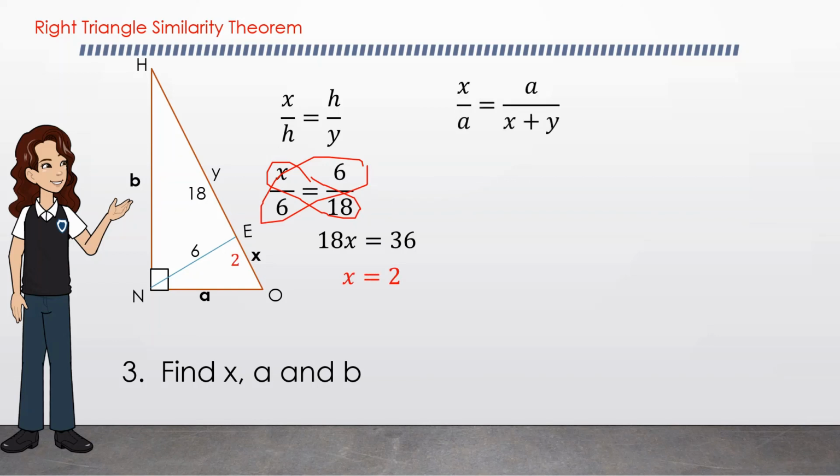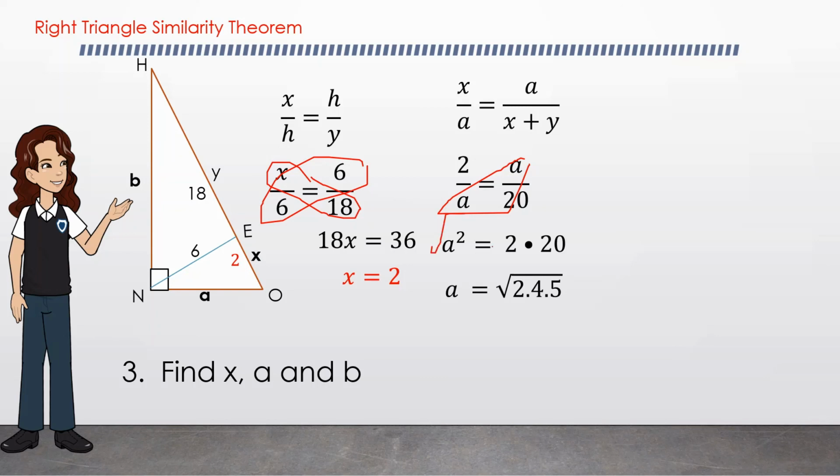Okay. Next, another geometric mean is one of the leg, and that is A. So, x over A is equal to A over x plus y. So, our x is 2. We have a value of A, then that is 2 over A is equal to A over 18 plus 2 is 20. Then, cross product. So, we have A times A is A squared. Then, 2 times 20. Extract the square root.